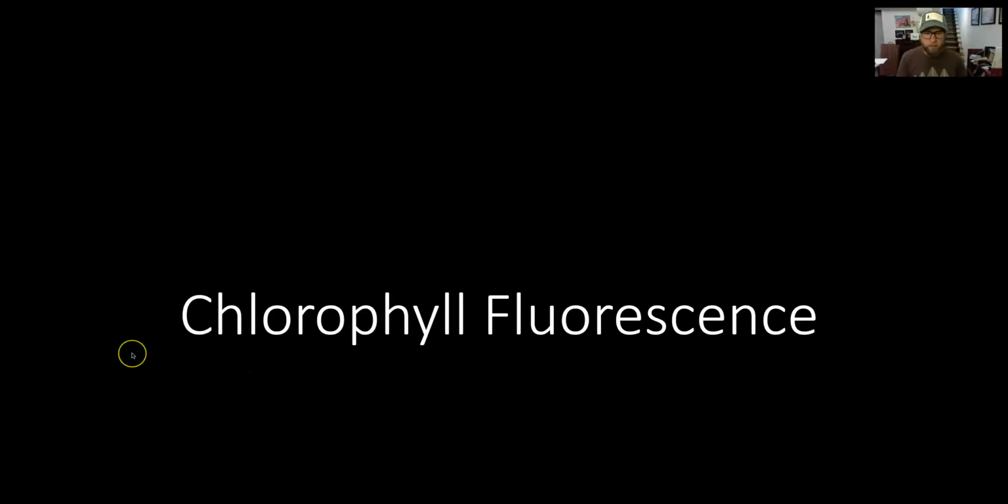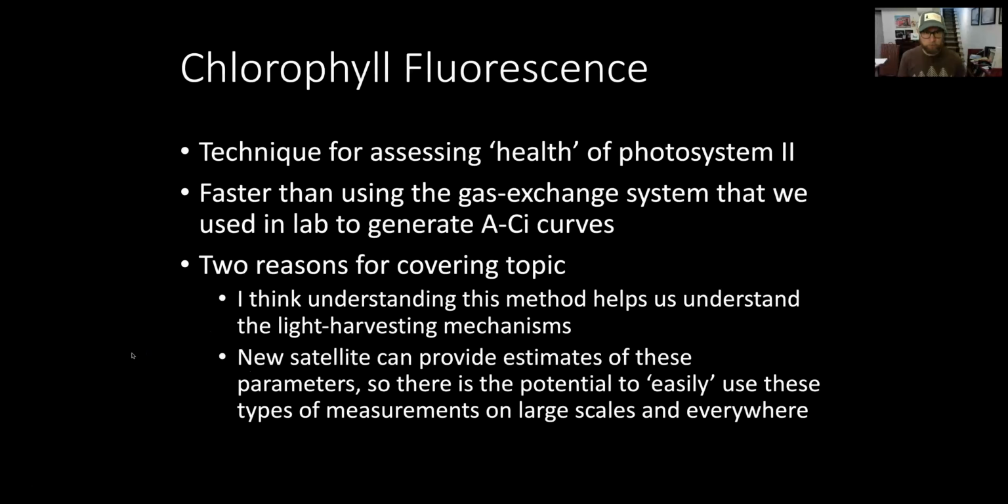All right, let's talk about chlorophyll fluorescence now. So chlorophyll, it's a hard word to say. Don't say it 10 times fast. Chlorophyll fluorescence is a technique for assessing the health or functioning of photosystem 2 in particular. I'm going to talk about why it's just photosystem 2.